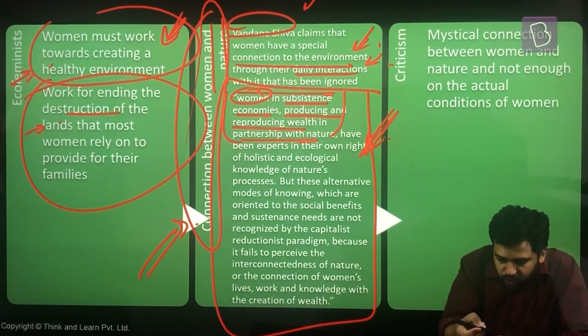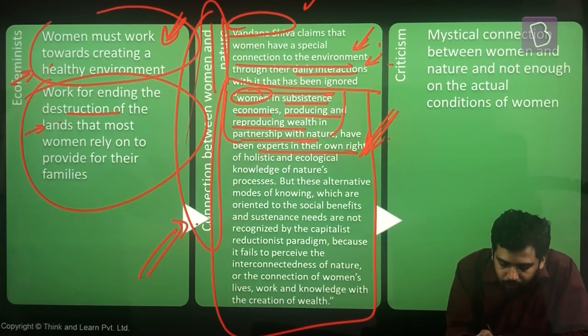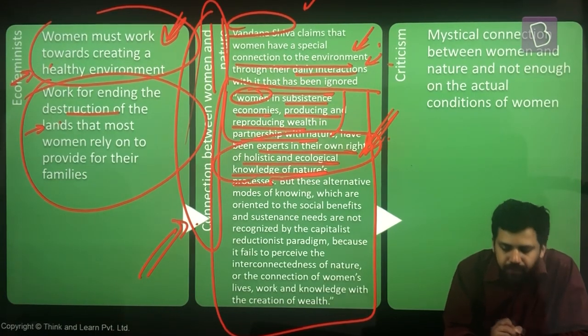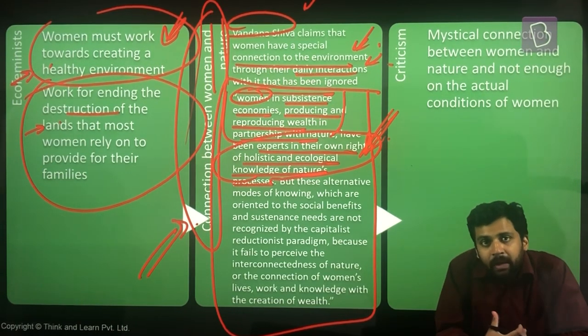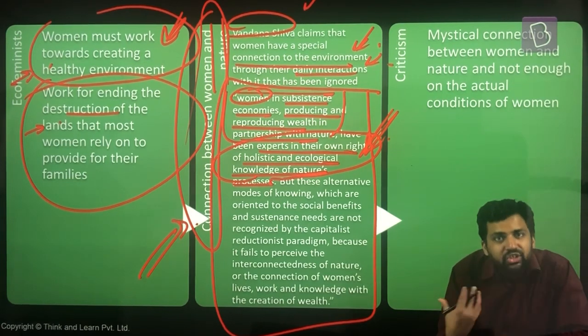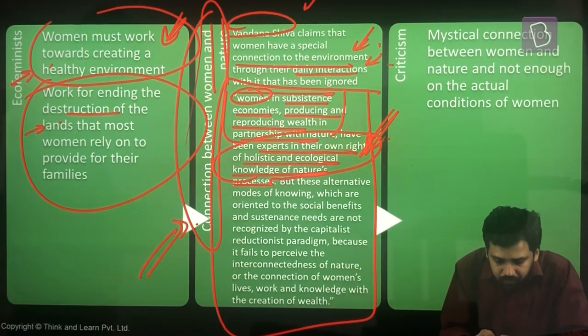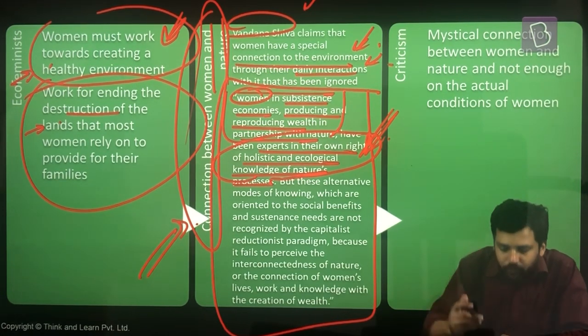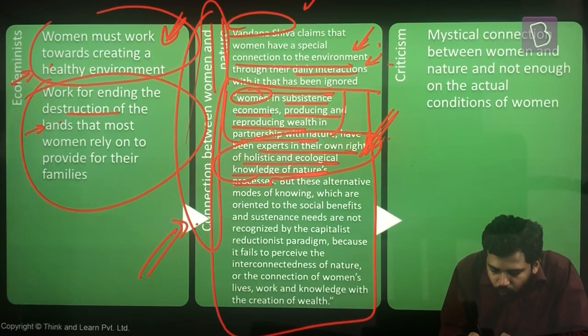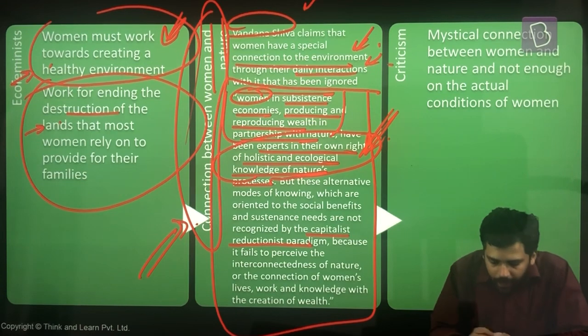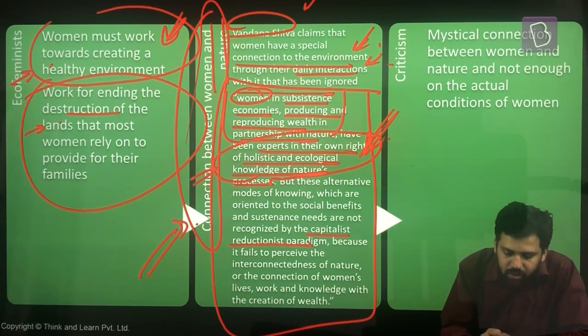women, they refers to women here, they are expert in their own right of holistic and ecological knowledge of nature's process. So women have this capital. Women know the different processes in the environment. They have this knowledge. They have the ecological knowledge. But what is happening is, over a period of time, we are moving towards a capitalist reductionist paradigm. And this capitalist reductionist paradigm is challenging this knowledge.